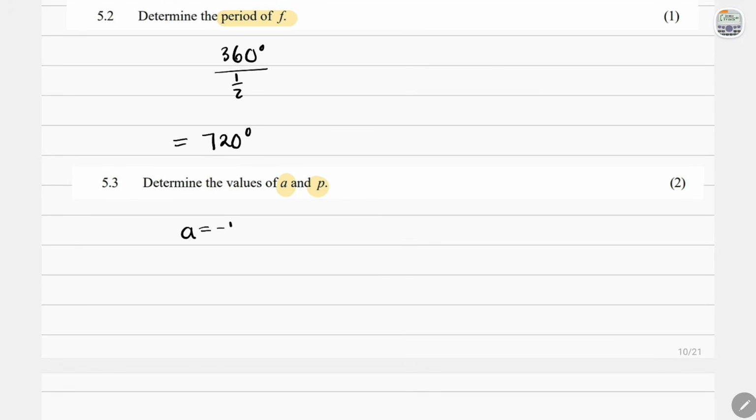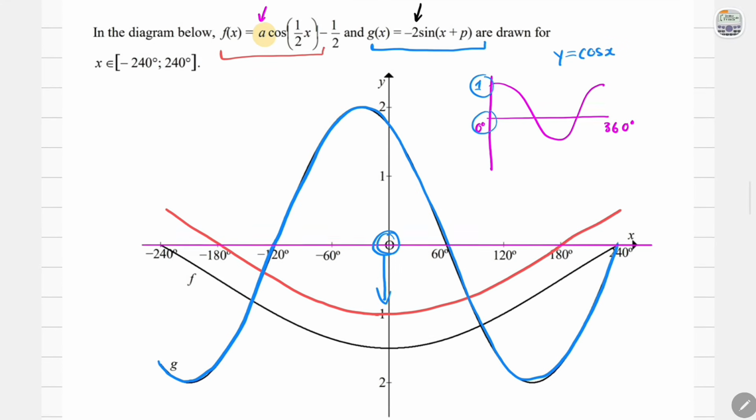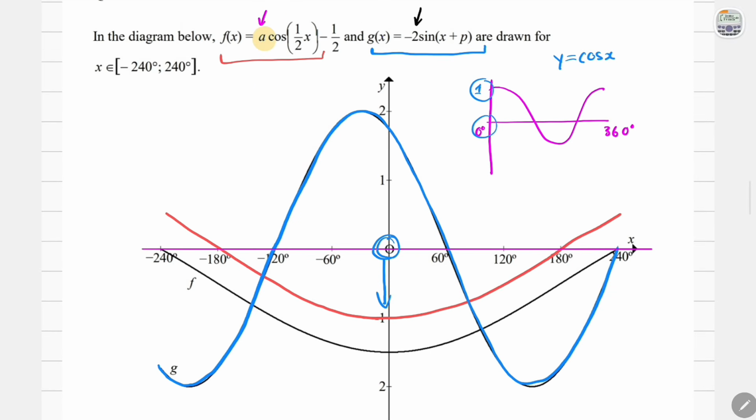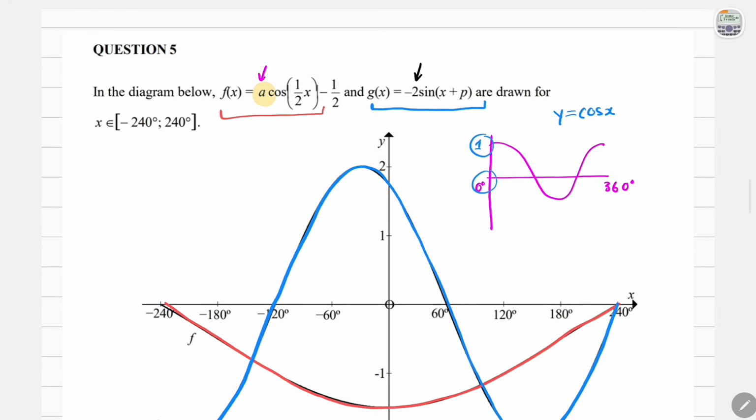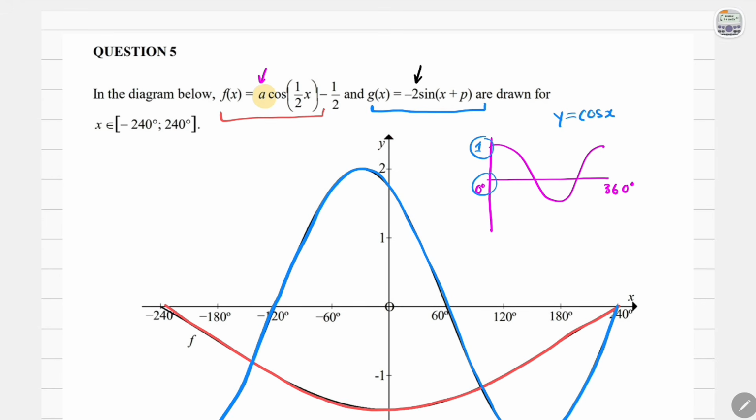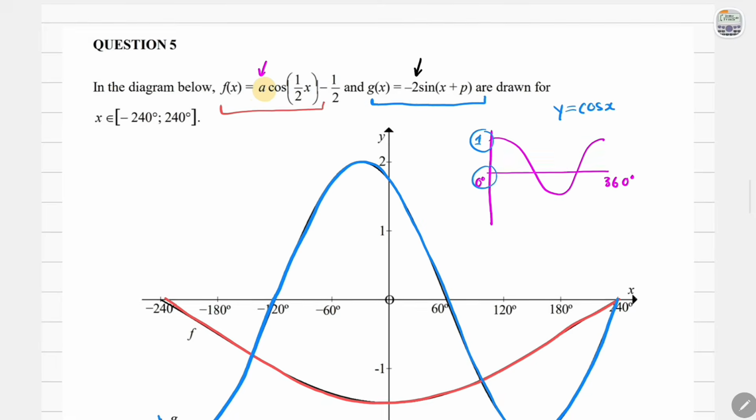You do this by observation, understanding what the original graph looks like and comparing it to this one. So we know the value of A. We can just push this back here and let's deal with the graph of G. With the graph of G, it's a sine graph, and this sine graph has been shifted either to the left or the right. As you can see, a P has been added to X, directly to X. Also, the amplitude has been changed, the coefficient of sine has been changed. It's negative 2. So we should also keep that in mind.